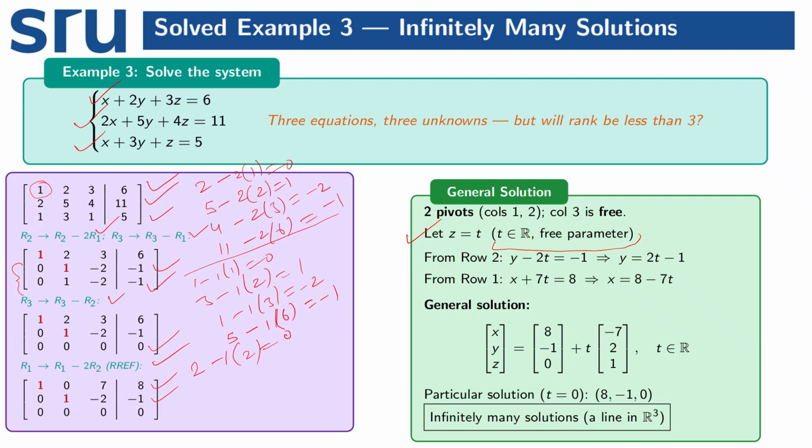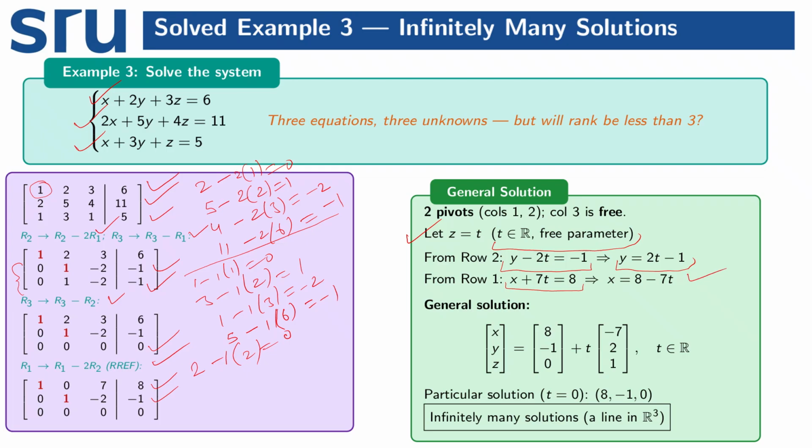From the second row, the equation is y minus 2t equal to minus 1. Substituting z equal to t in this, it will become y equal to 2t minus 1. So now y is also in terms of t only, the parameter. Again, from row 1 you have the equation x plus 7t. After replacing z with t, you get x plus 7t equal to 8. So x becomes 8 minus 7t.